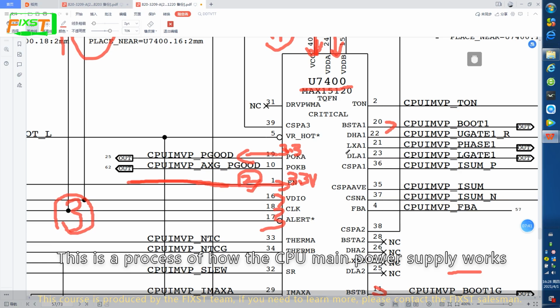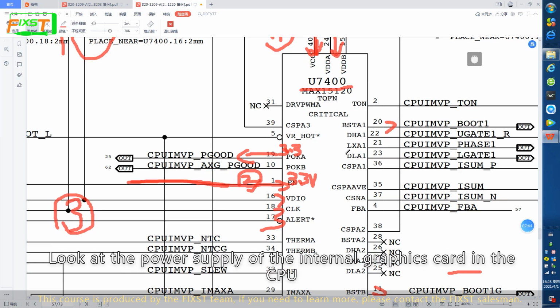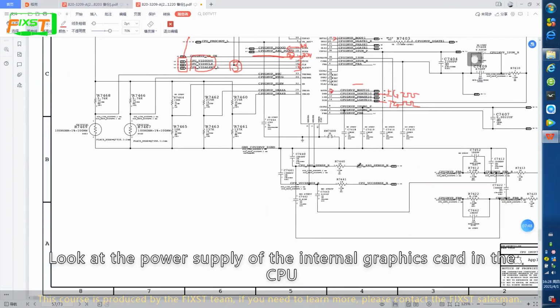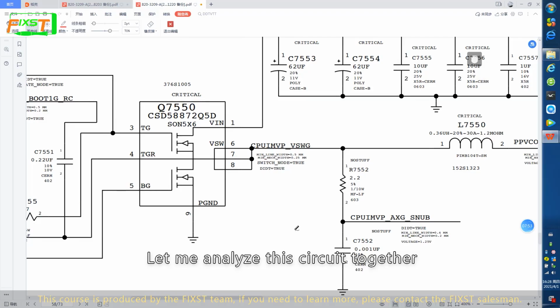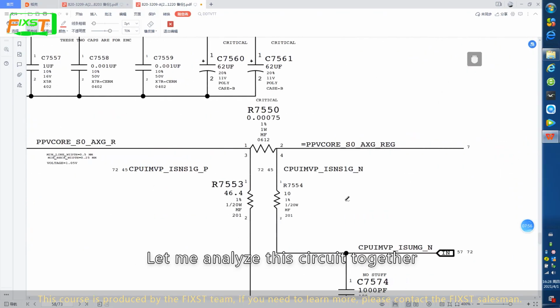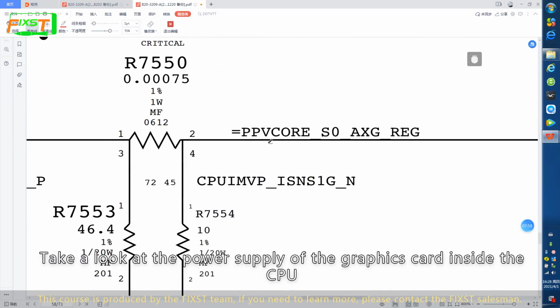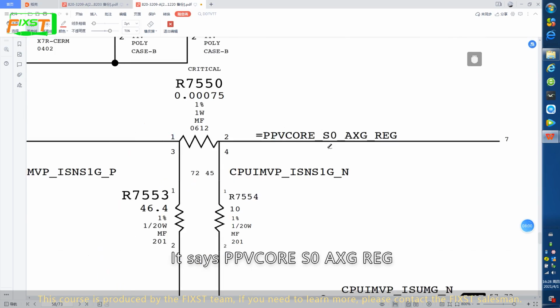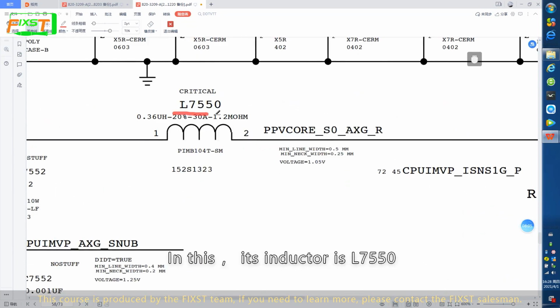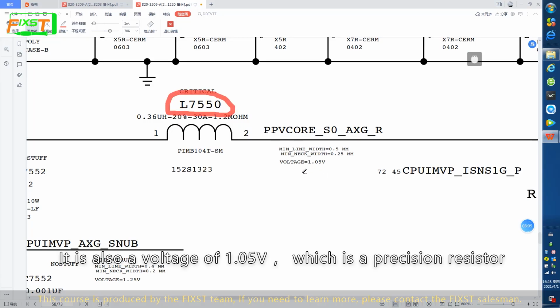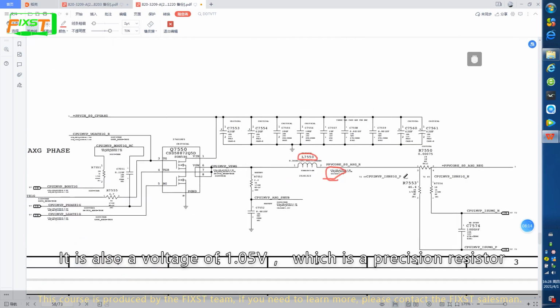This is the process of how the CPU main power supply works. Now look at the power supply of the internal graphics card in the CPU. Let me analyze the circuit together. Take a look at the power supply of the graphics card inside the CPU. It says PPVCORE_S0_AXG_ISEN. In this, its inductor is L7550. It is also a voltage of 1.05 volt, which is a precision resistor.